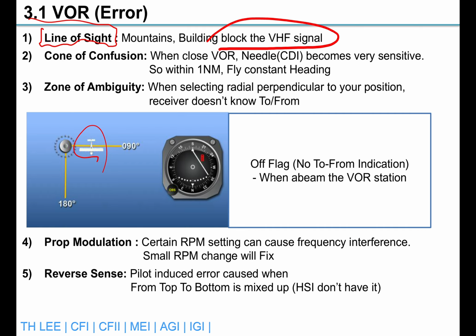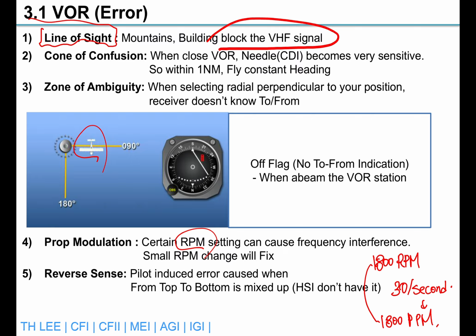Prop modulation. Certain propeller RPM settings can create electrical interference with the VOR signal. It would be around 1800 RPM, because at first we learned that the VOR sends out the signal and rotates 30 times per second. If we make this to minutes, multiply by 60, and it is 1800 rotations per minute. So because of this interference, around 1800 RPM makes prop modulation. The simple way to correct is to adjust your RPM slightly.